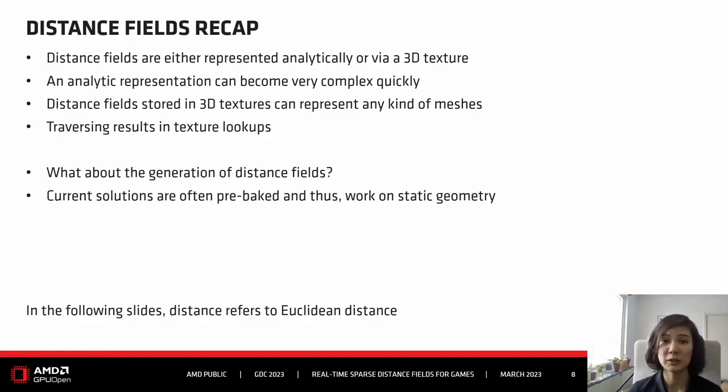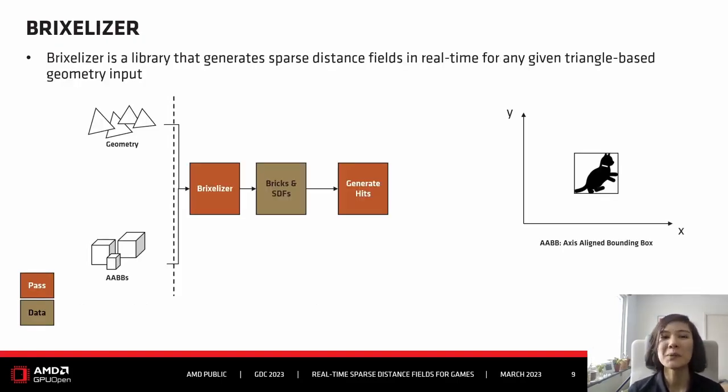So how do you do this generation? Current solutions are often pre-baked, so it's offline, and thus they only work on static geometry. And here is where our solution comes in, because it's real time. This also means that it can take dynamic geometry into account. And before I go on, just a quick note to get rid of any confusion. If I refer to distance in the following, I always mean Euclidean distance.